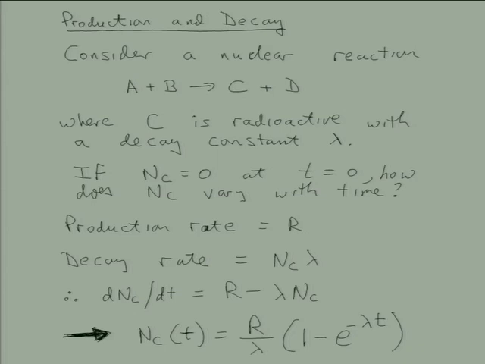Which means the number does not change with time. Actually, I have a constant number. It doesn't mean nothing's happening. It means that I'm producing at the same rate they're decaying.